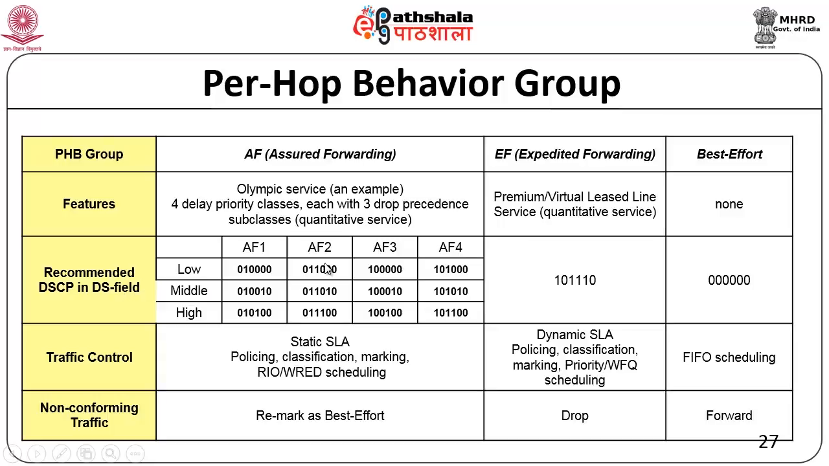So these are the DHCP fields which are used for this. You can see that if it's best effort service, a value of all zeros is used. That means that there is no differential service treatment that needs to be given for this.